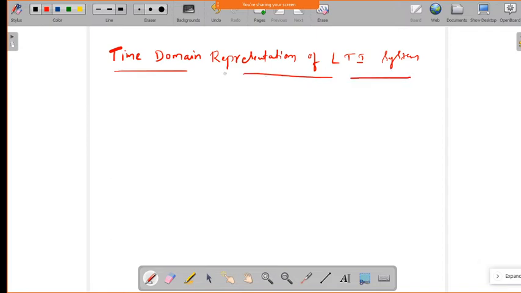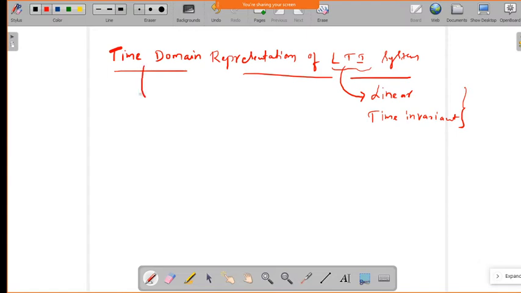So, time domain representation of LTI systems. Now we know already what an LTI system is. LTI means linear and time invariant. Is it not? Linear and time invariant. So if the system possesses these two properties, then we call that system an LTI system.